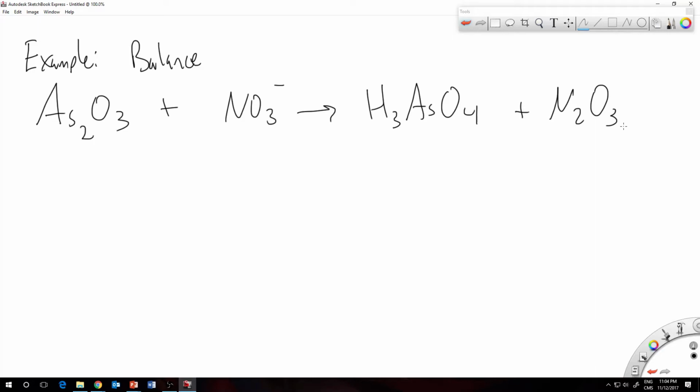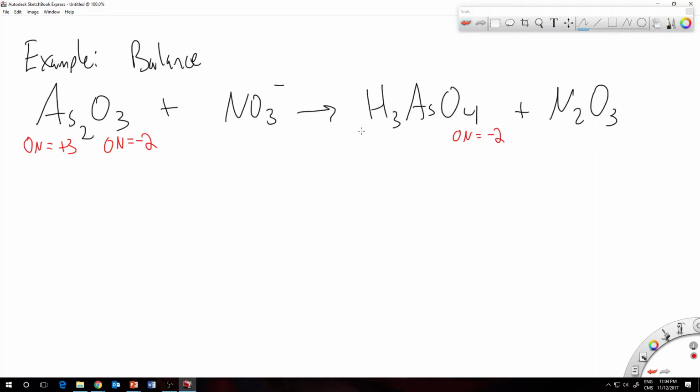Alright, make sure I got all my charges correct. Yep, okay. Alright, so doing oxidation numbers again. Here, oxygen's minus 2. The As would then be, I believe, plus 3. Okay, over here, the oxidation number of oxygen is still minus 2.